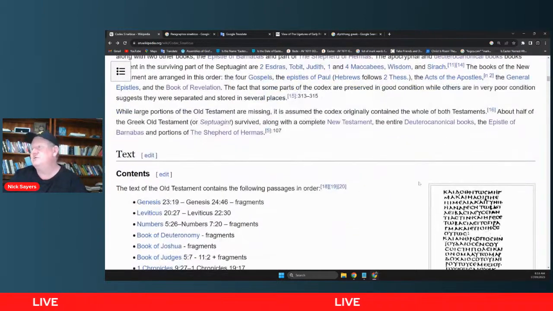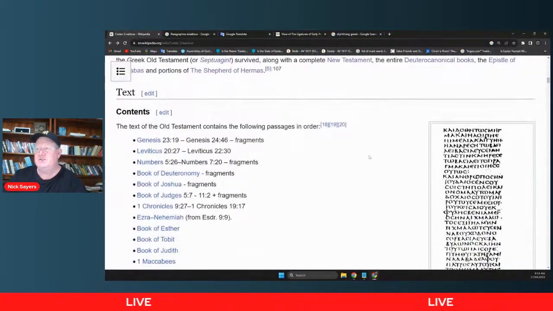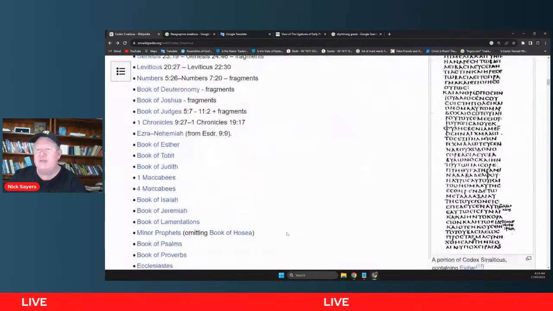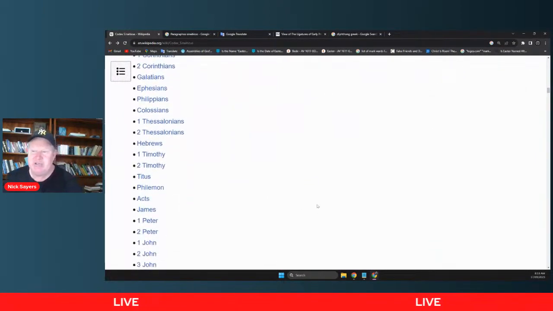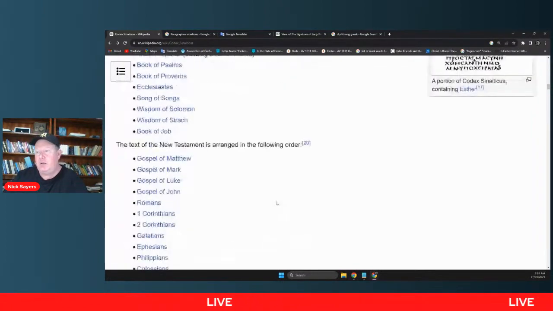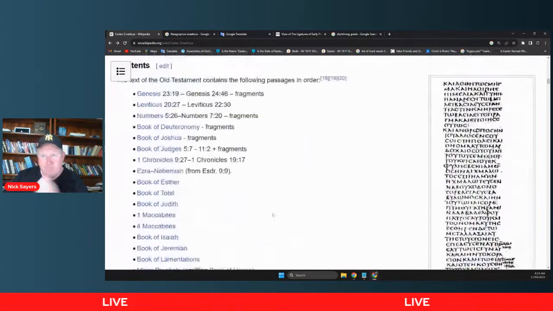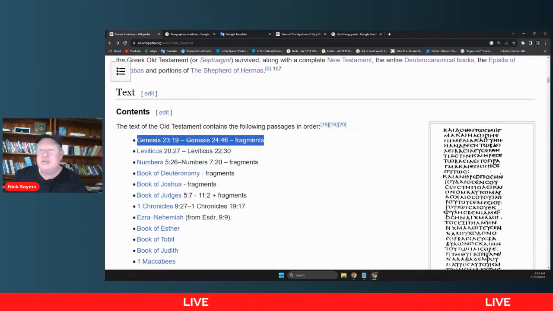So let's look at the contents of Sinaiticus. So where it starts, where it goes to. And you've got to understand too, a lot of these books won't be in the order that you're used to in your Bible. Okay, so let's have a look here. The text of the Old Testament contains the following passages in order. So Genesis 23:19 to Genesis 24:46. So it's fragmentary. So you'll have bits of broken stuff.